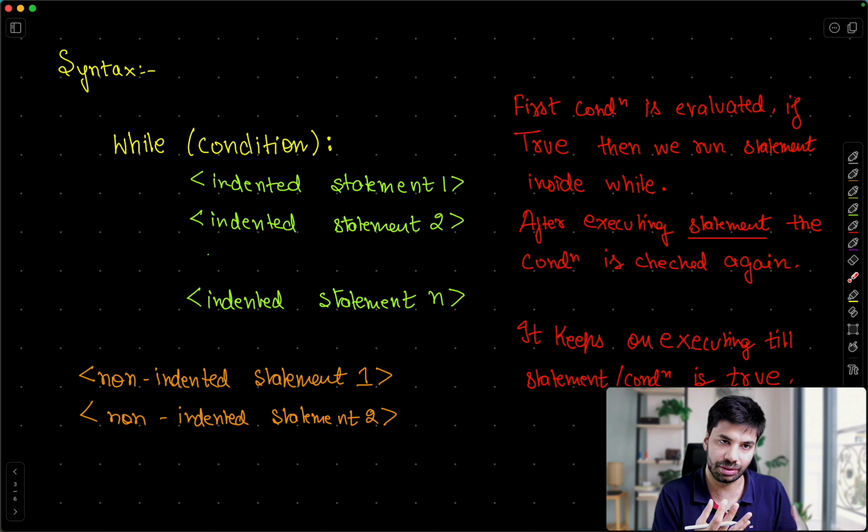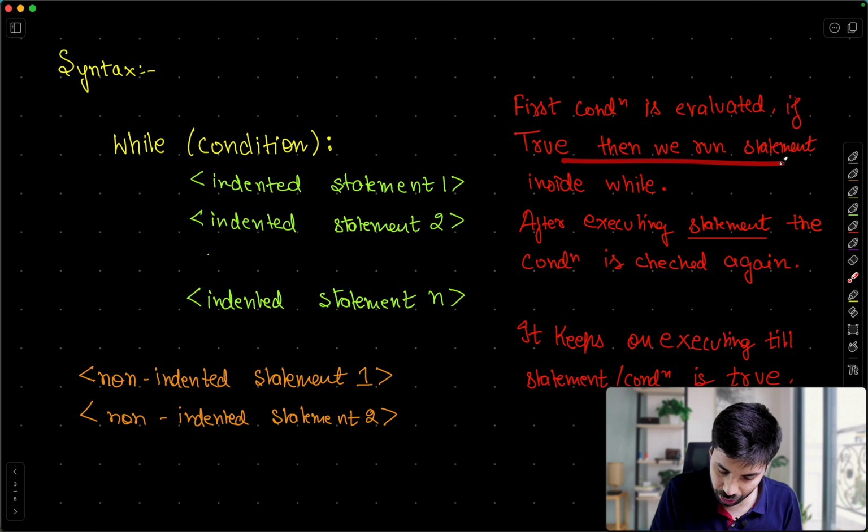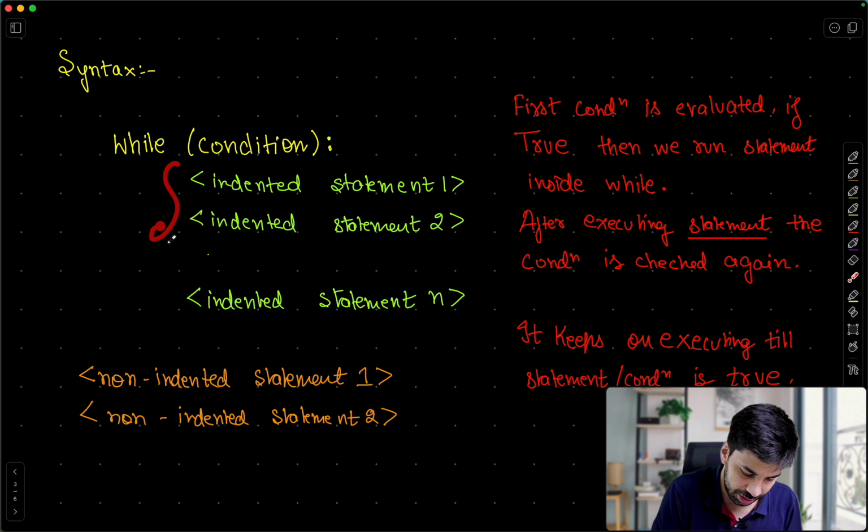Okay, so in that way only the overall intuition is the same, that we will keep on executing something till the condition is getting met. So that is where this condition comes in. First, the condition is evaluated. We first check the condition. If true, then we run the statements inside while. So we will be running these statements.